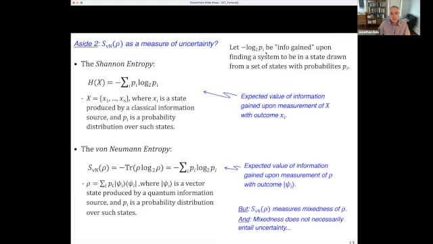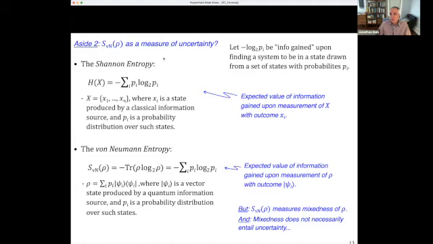And the intuition here is that the lower the probability of a state, the more information gained when we measure the system and find it to be in that state. Whereas the greater the probability of a given state, the less information we gain when we measure the system and find that it's in that state. So then the Shannon entropy is interpreted as the expectation value of the information gained when we measure our system and find that it's in one of an ensemble of classical states. And by analogy, this motivates the interpretation of von Neumann entropy as the expected value of information gained upon measuring our ensemble of vector states with a particular outcome.